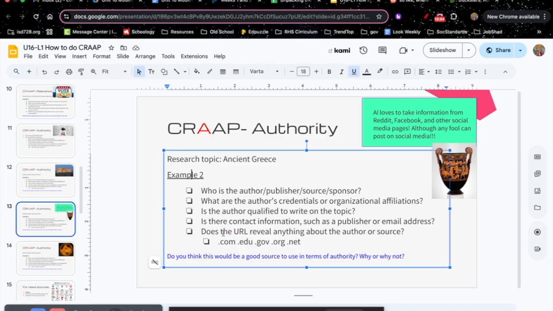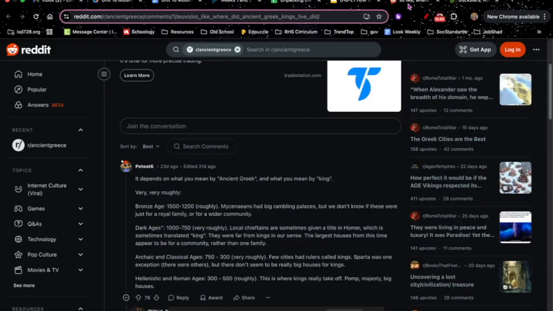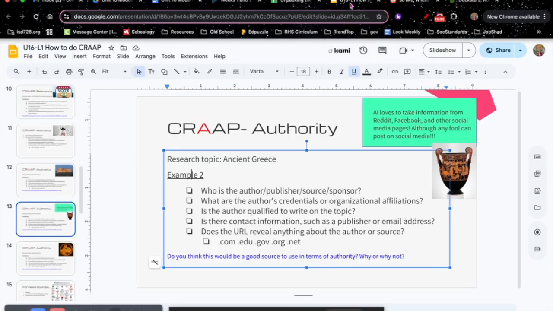And then, does the URL reveal anything about the author or source? Again, it's a social media site, so no. So, do you think this would be a good source to use in terms of authority? Why or why not? For me, I'd say definitely not, especially when it comes to historical content.